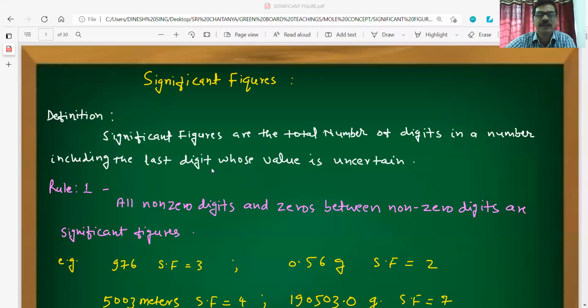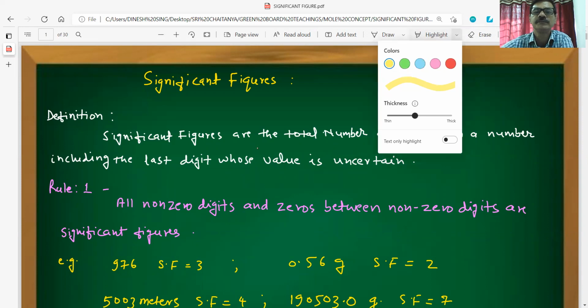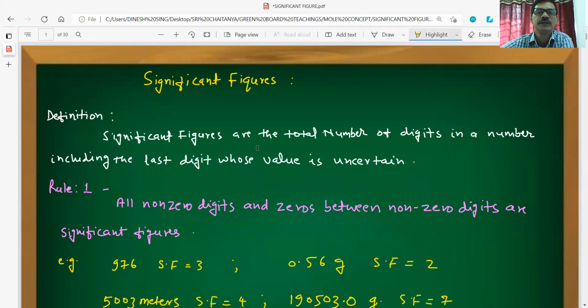so let me share the page. Actually, I have written already all these things so it will not consume your time. I will explain each and everything here. Just a moment. So here we can see the significant figures.